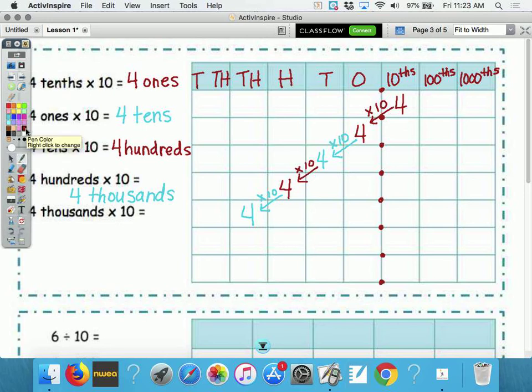I'm going to get this one right. 4 thousands times 10, finally, gives me 4 what? 4 10,000. 4 10,000s.